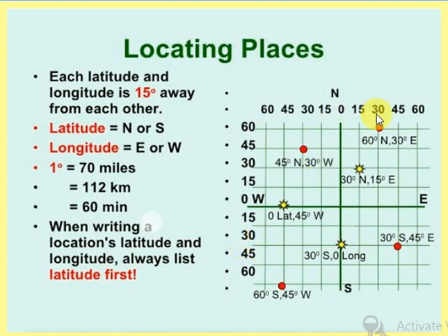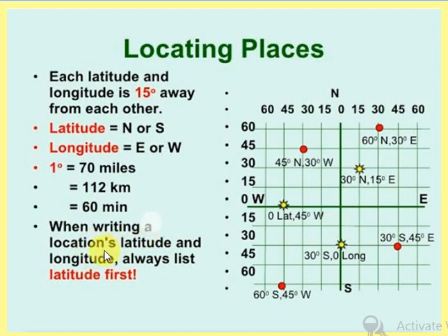So 1 degree is equal to 70 miles, and that is around 112 kilometer. So you can calculate the total distance traveled. If 1 degree is 70 miles, 112 kilometer, then you can calculate how much the total distance will be for 15 degree. And in time it is around 60 minutes. If you travel 1 degree, it means 60 minutes.